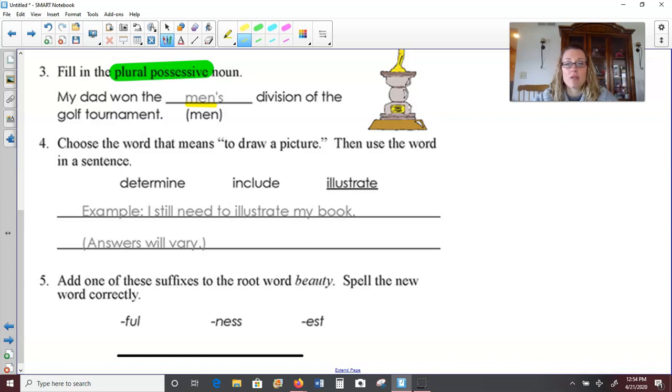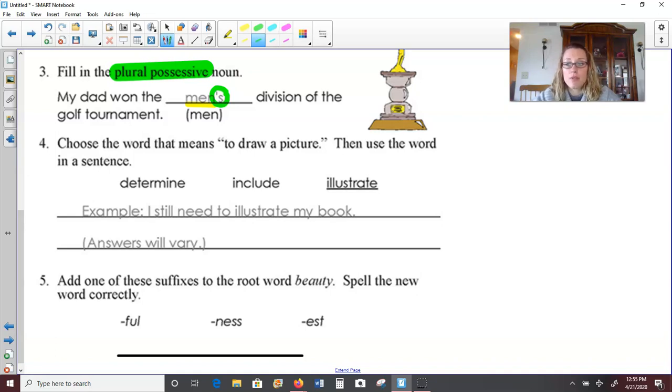So in this case, in order to show that it is a plural possessive, we simply add an apostrophe S. That's kind of tricky because usually when we're doing a plural possessive, we put an S and then the apostrophe. But because this is an irregular plural and we change man to men, we then just put an apostrophe S to show ownership, the men's division. So it's the division that belongs to all of the men.